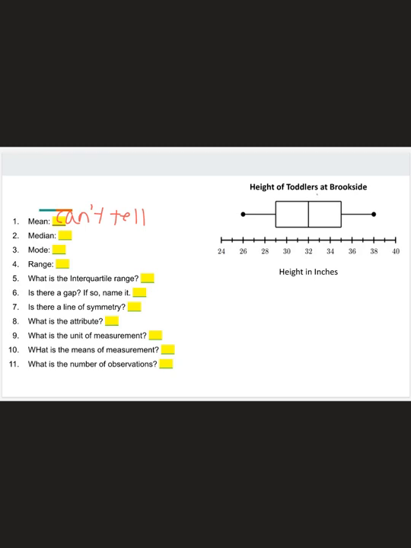Now, different than a histogram, when we're finding the median, we can tell on a box plot because we know this middle line right here in the middle of our box represents our median. So 32 would be our median for this box plot. Mode we cannot tell either because we don't know if there were 4 points at the number 30 or 2 points at the number 36. We cannot tell. So for mode, can't tell.